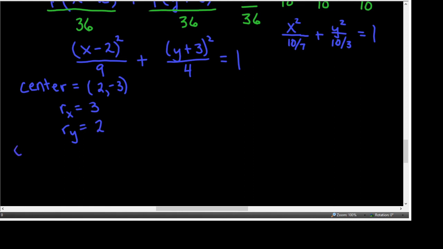Find c. C squared will be larger number squared minus smaller number squared. 9 minus 4 is 5. C squared is equal to 5. So c is equal to plus or minus the square root of 5.